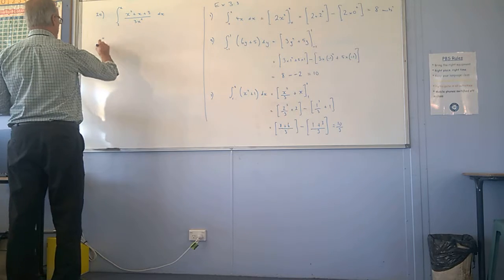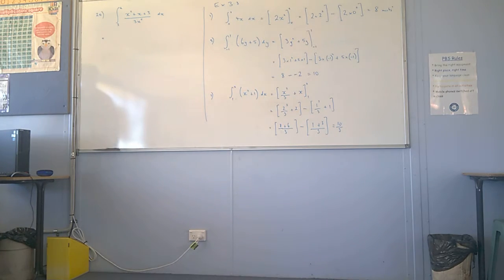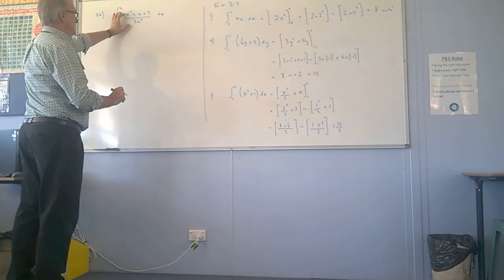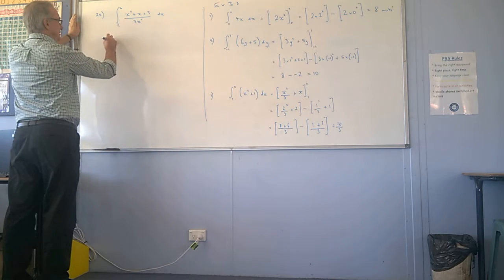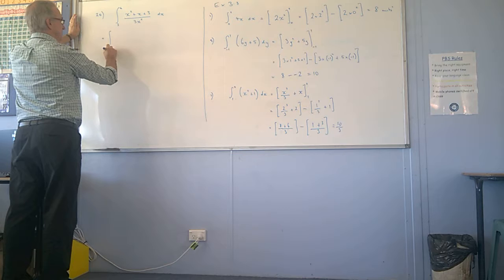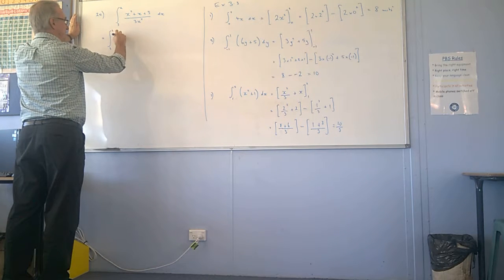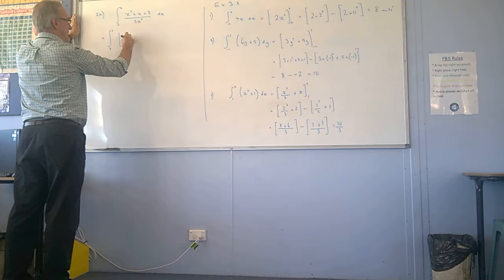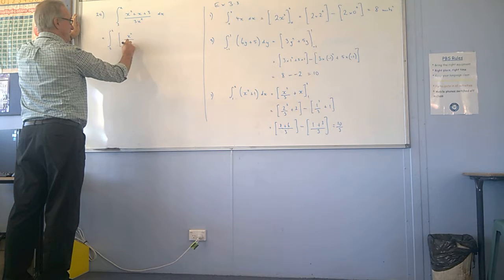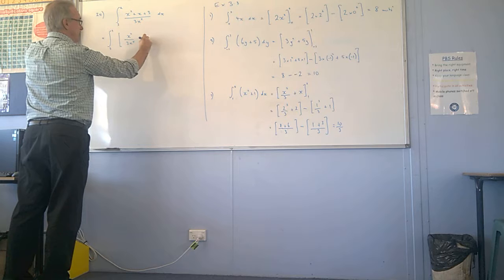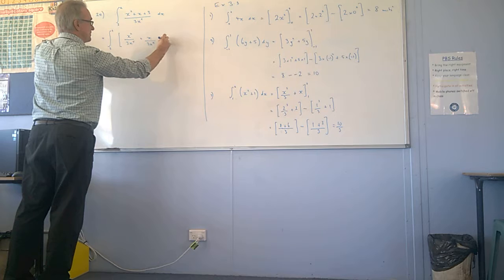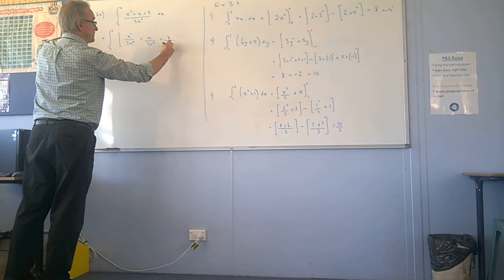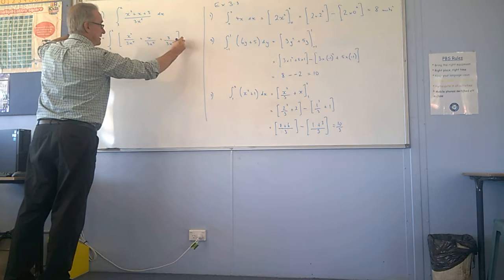What you've got to do with these ones is fiddle about a bit with the function before you go. Think about x squared over x to the 5. So I'll write it like this: the integral from 3 to 4 of x squared over 3x to the 5, plus x over 3x to the 5, plus 3 over 3x to the 5 dx.